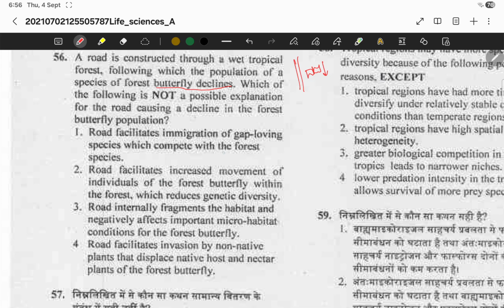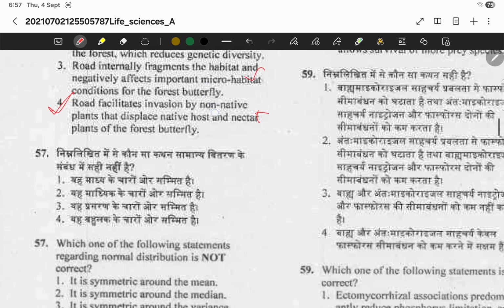Road facilitates increased movement of individuals within the forest, which reduces the genetic diversity. Okay, I'll say yes to this. Road internally fragments the habitat and negatively affects important microhabitat conditions. Okay, it can happen. Road facilitates invasion by non-native plants that displaces native hosts and nectar. How will road destroys? No. Road facilitates immigration of gap-loving species. Okay, so I will go for this.